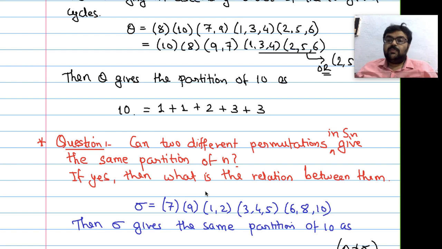So then what is the relation between those two permutations? That relation is that they must be conjugate. That is the converse part. What we have seen here actually is that if they are conjugate, they give the same partition.